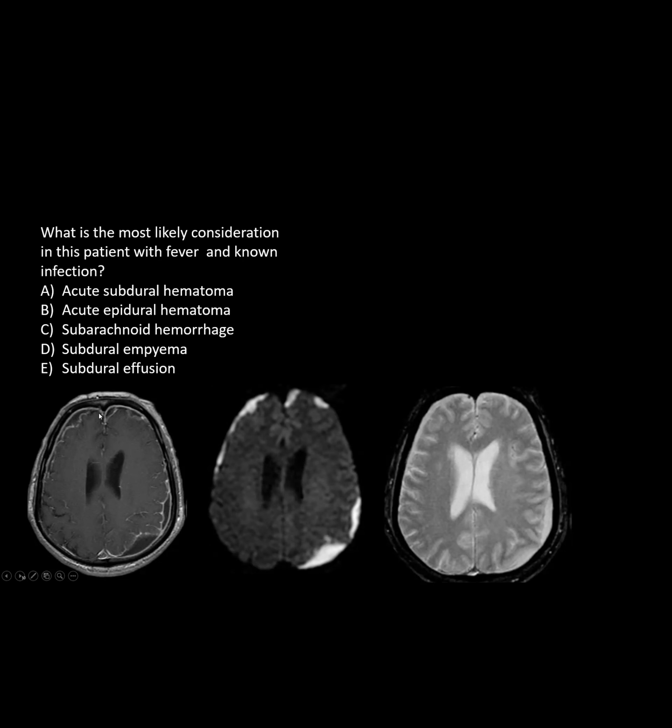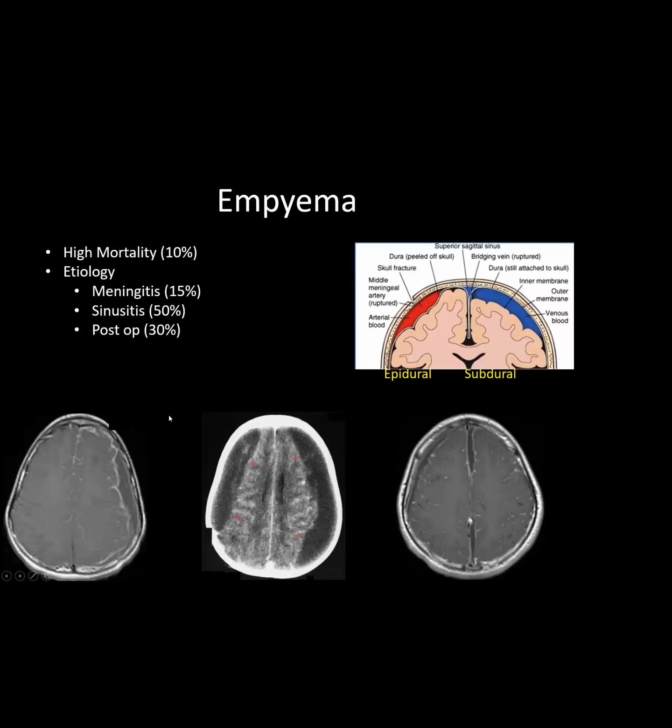So the first image shows these rim enhancing collections that are subdural, maybe epidural back here. There's leptomeningeal enhancement, they restrict, and there's no blood product. So these are empyemas. If they did not restrict and they were not really bright on FLAIR, then I would think of effusions, which you could see with any meningitis, but they say it's more common with H. flu meningitis.